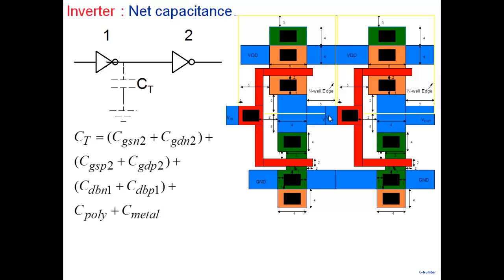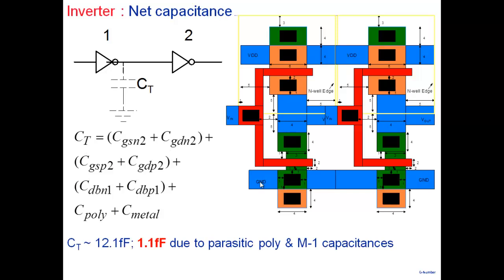If I calculate the total capacitance, don't worry about how I calculate it, we'll see that later on. Some capacitances come from here. What I want to write is the total capacitance at this particular point: 12.1 femtofarad. 1.1 femtofarad of it is due to parasitic poly and M1 capacitances, basically wire capacitance.